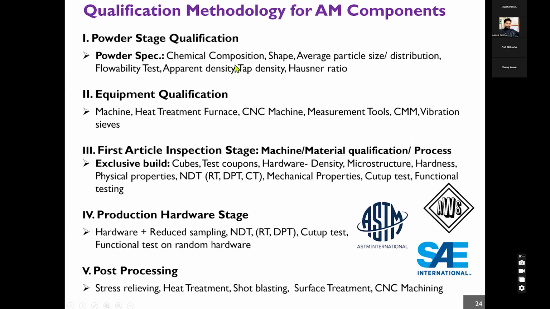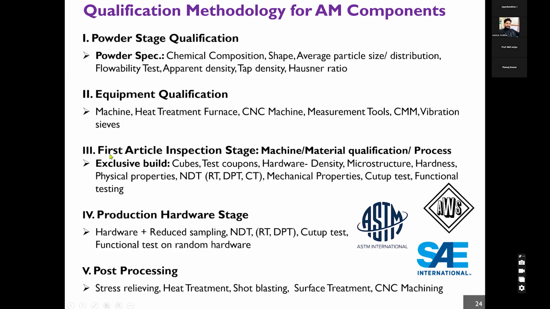And also we need to look at the apparent density, tap density, and the Hausner ratio, which is nothing but a ratio of tap density to apparent density. So we need to ensure that the powder meets all these specification requirements before using it for 3D printing of the components. And next we move on to the equipment qualification. By equipment, we mean the machine that is being used to 3D print, the heat treatment furnace that is used to heat treat the components, and also the CNC machine, the measurement tools, the CMM used for inspection, and also the sieves used for sieving of powders.